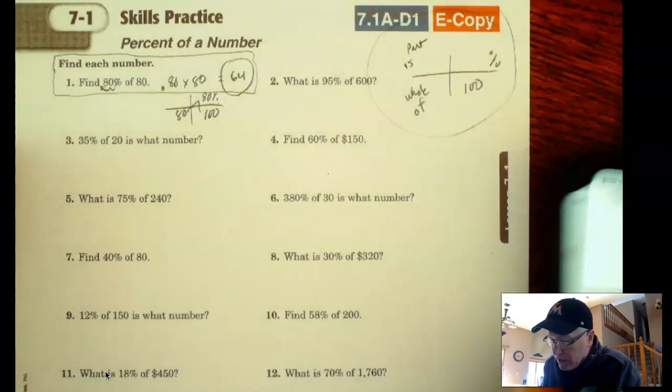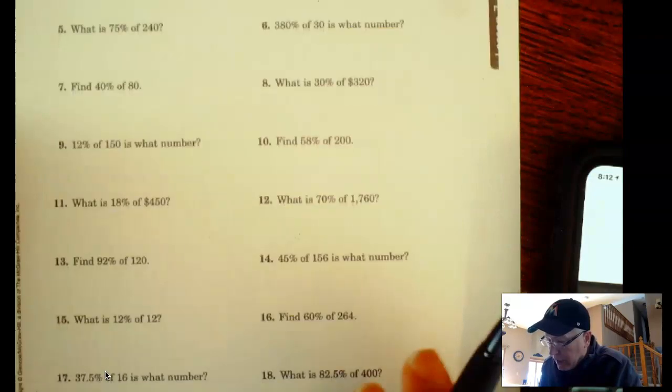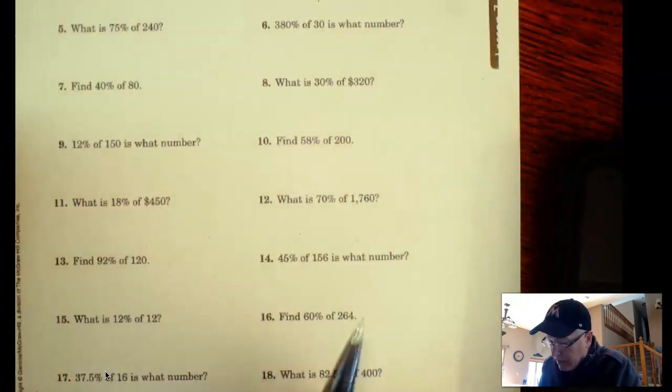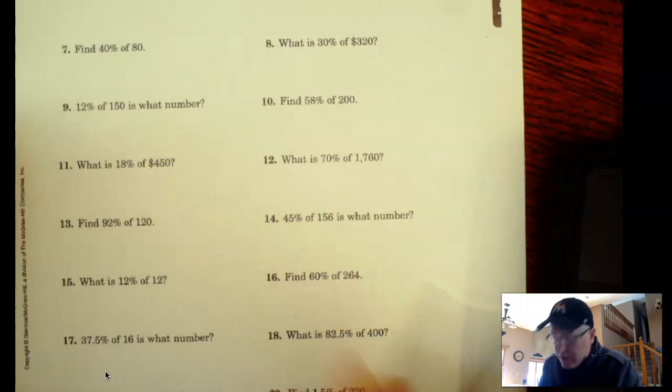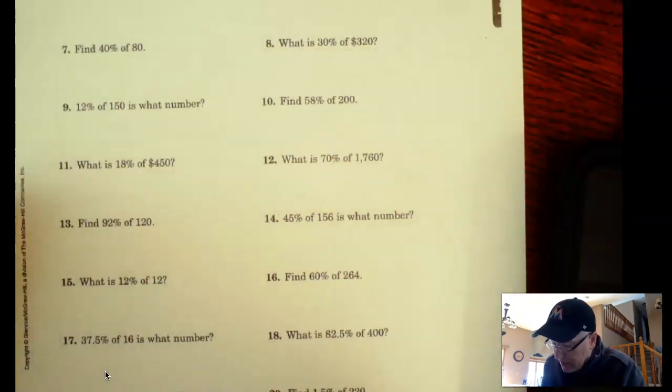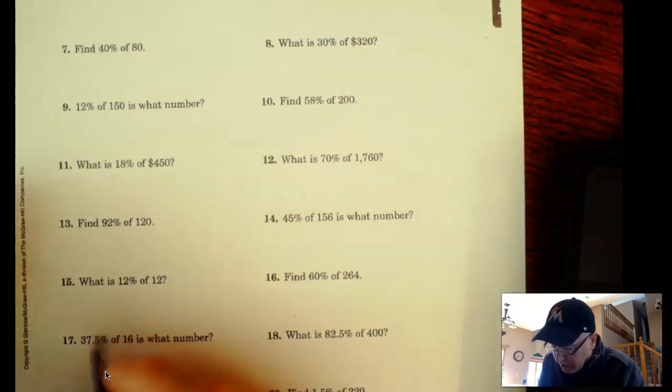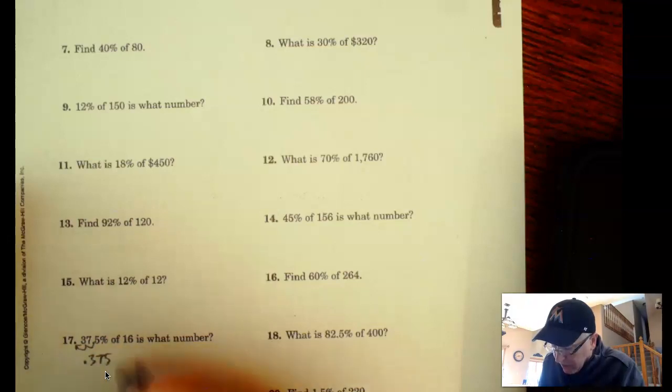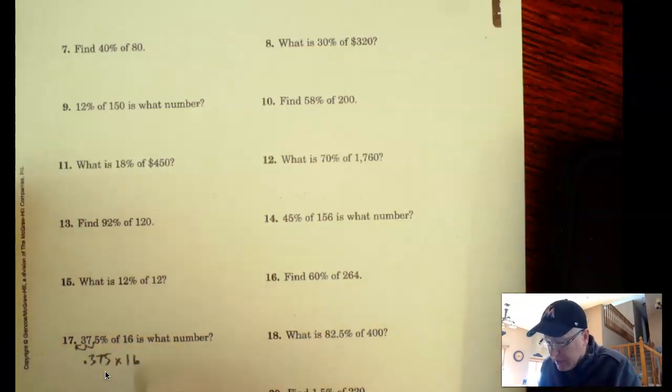Let's take a look at one that's a little more challenging. I think there's some here that have percentages or decimals. Yeah, look at 17. So 17, we could take and move the decimal two places, 1, 2. Now we have 0.375. We just multiply it times the 16. And you can get your answer that way.